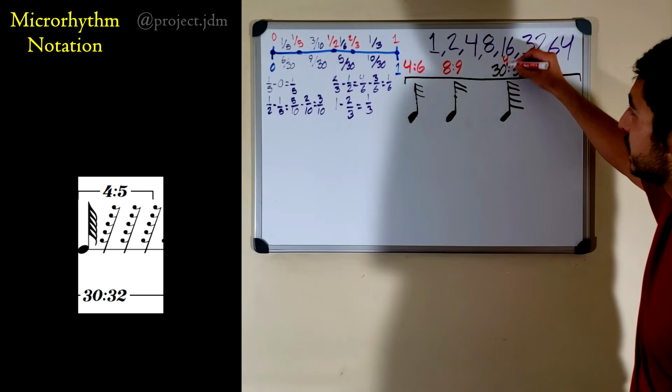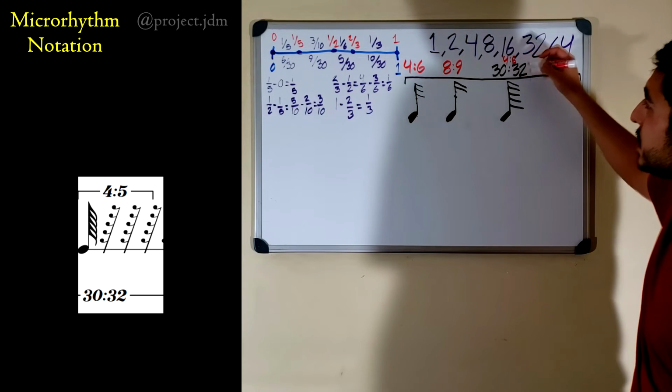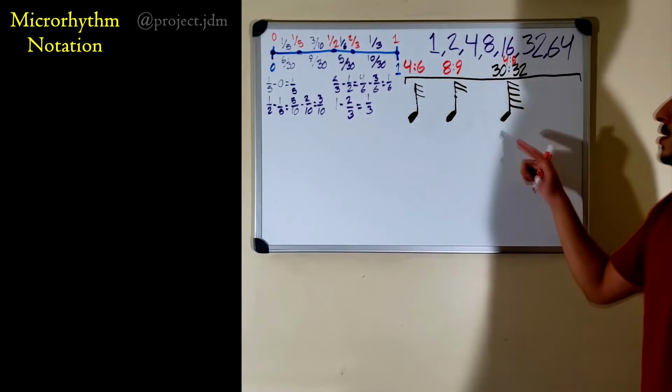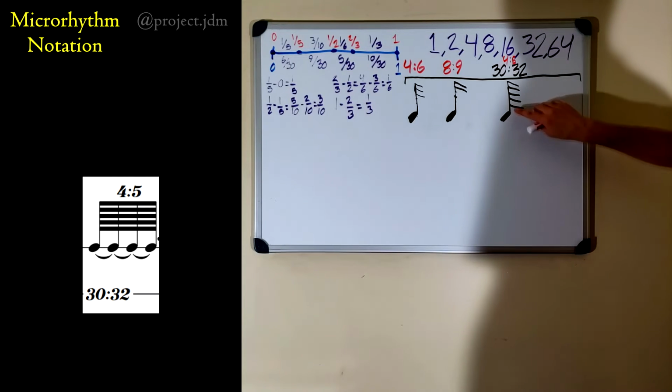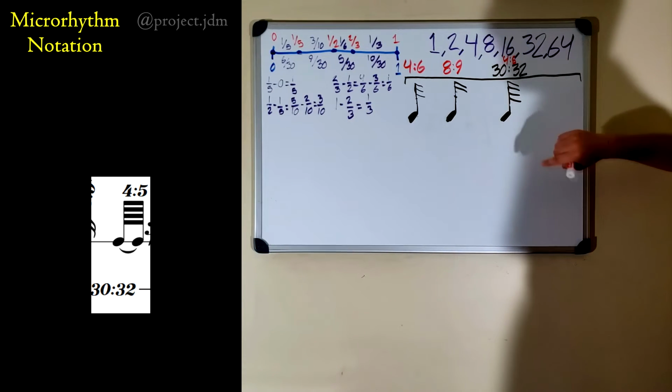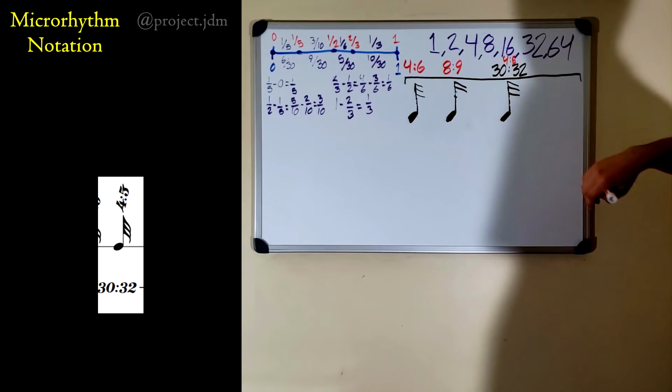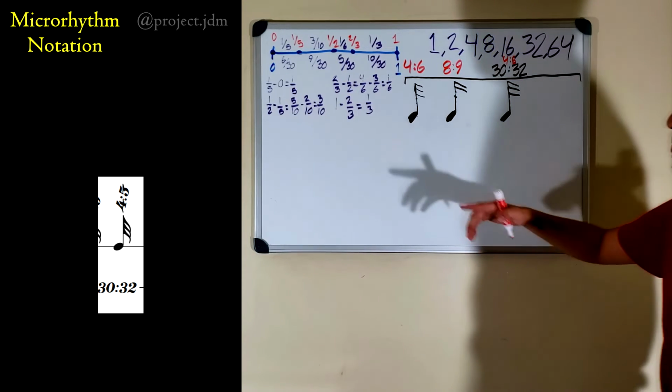So I'm going to write it here: 4 in the same space as 5. That's for this guy. So now 4 of these fit in the same space as 2 of these, and the same space as 1 of these. So we reduced our rhythm.